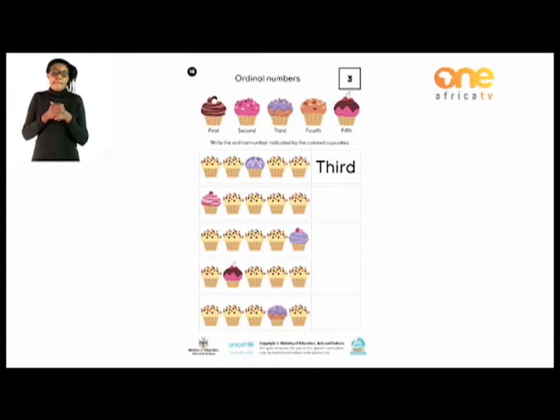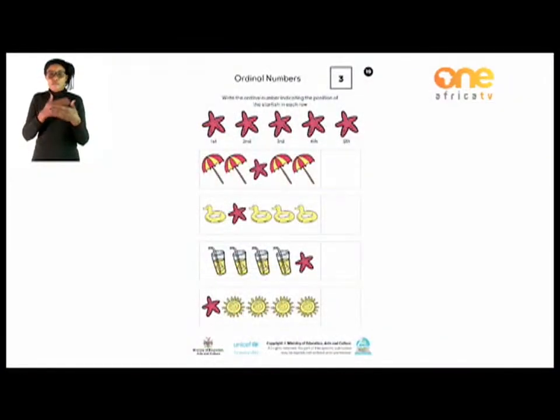Let's continue over to page 19. We are still busy with our ordinal numbers. But remember, the first one we had to fill in the ordinal names. Now we must fill in the ordinal numbers itself. Write the ordinal number indicating the position of the starfish in each row. So we have to focus on the starfish. We have to see where the starfish is situated or placed in that row.